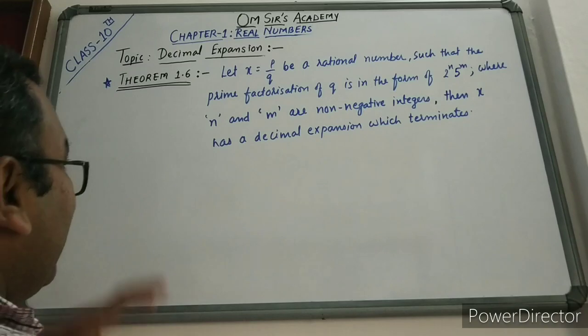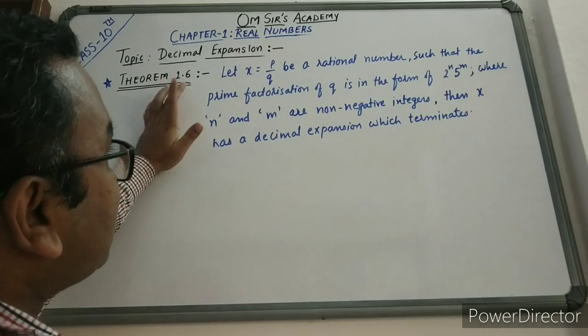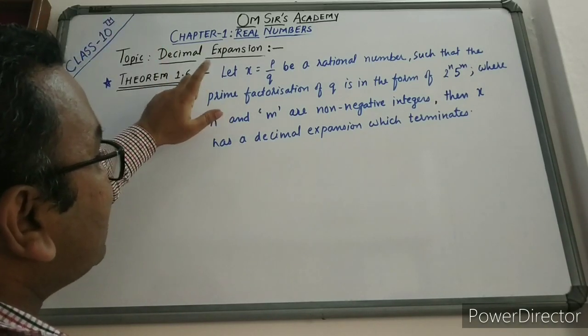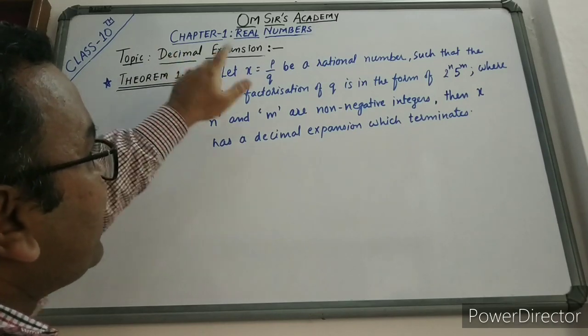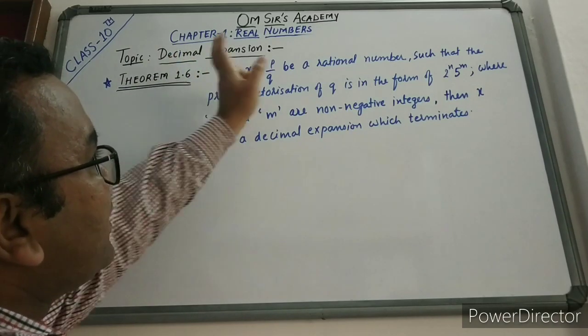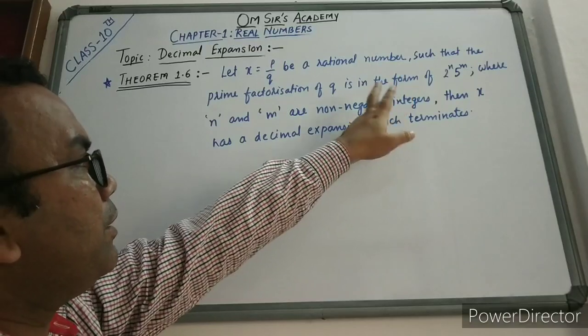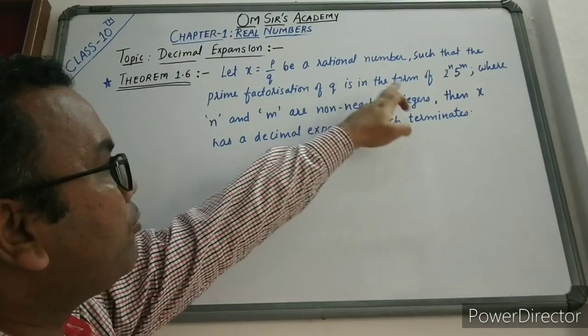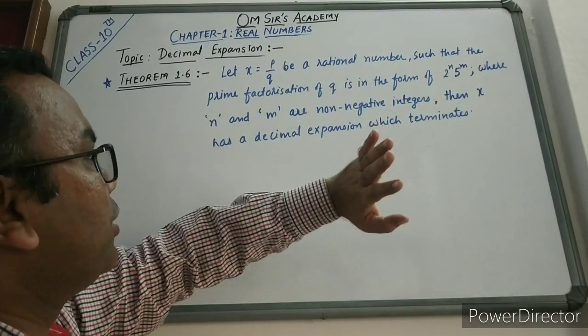ठीक है, उसके पहले थ्योरम में क्या कहा था कि यदि x का डेसिमल एक्सपेंशन जो टर्मिनेट होता है तो फिर उसका p by q फॉर्म जो है वो किस फॉर्म में होगा? 2 raised to n. p by q फॉर्म में q जो होगा वो 2 raised to n and 5 raised to m में होगा. Is it clear?